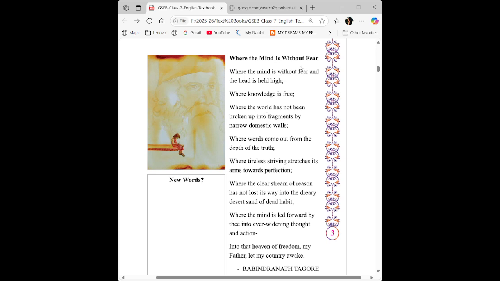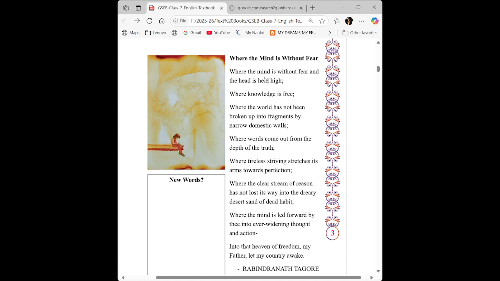Where the mind is without fear. Where the mind is without fear and the head is held high, where knowledge is free, where the world has not been broken up into fragments by narrow domestic walls, where words come out from the depth of the truth, where tireless striving stretches its arms towards perfection, where the clear stream of reason has not lost its way into the dreary desert sand of dead habit, where the mind is led forward by thee into ever widening thought and action, into that heaven of freedom. My Father, let my country awake.